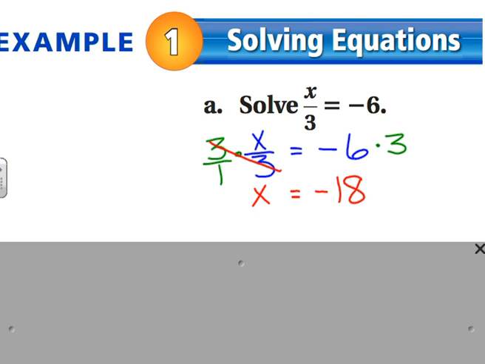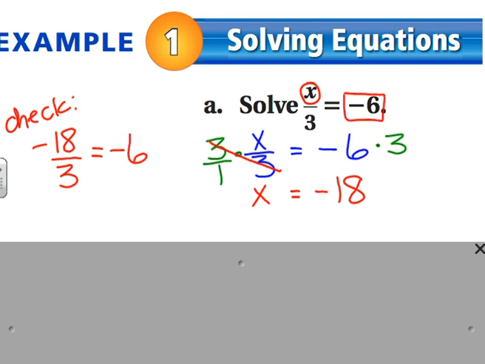So in the original equation right here, we're going to substitute -18. So check it step. -18 divided by 3 is -6, which is what we wanted it to be. So we know -18 is the correct answer.